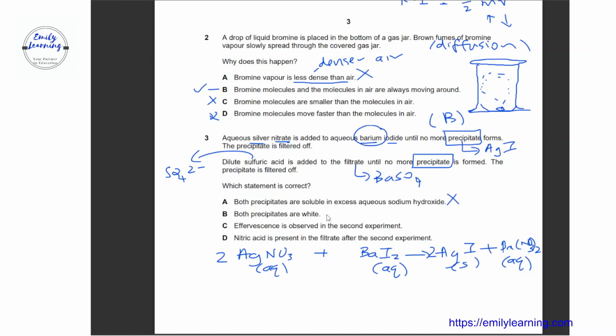Both precipitates are white. No, silver iodide is yellow. You learned that in your QA chapter. Barium sulfate is white. So this is also out.